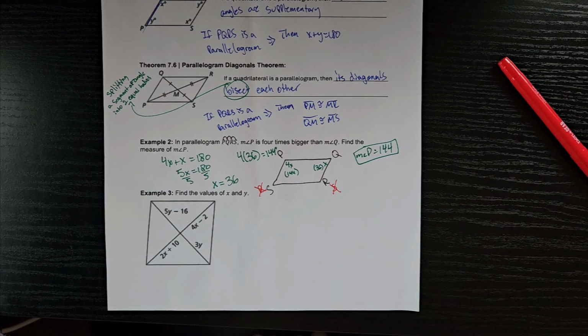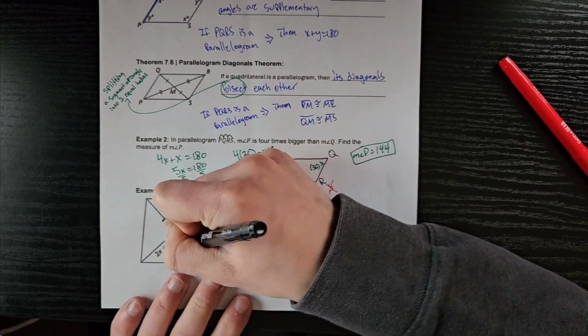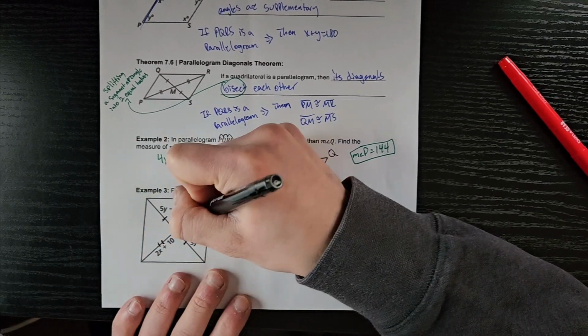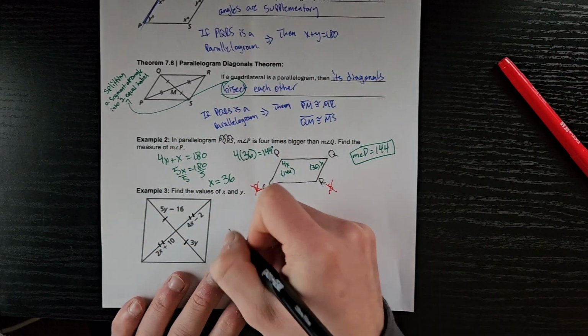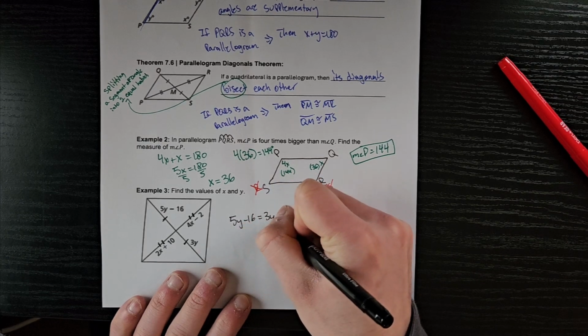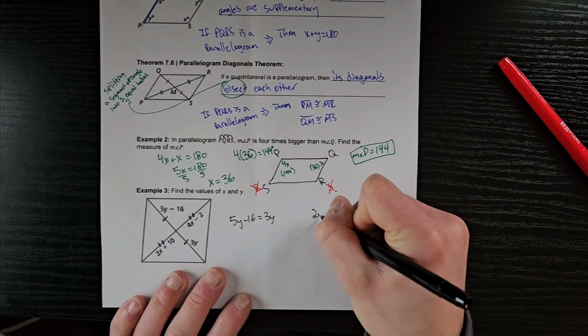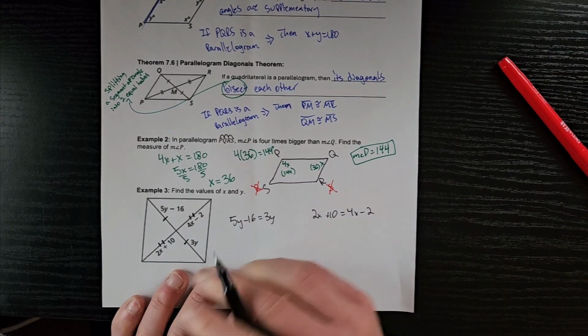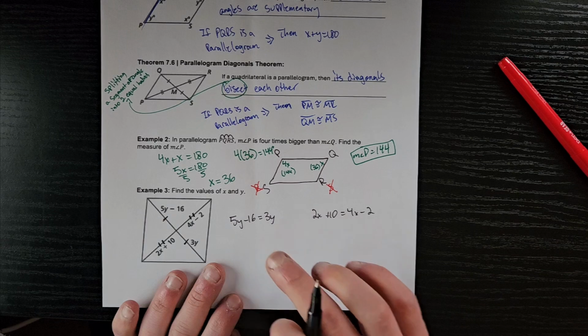Last example, we're going to find the values of x and y. This is eerily similar to theorem 7.6 because it seems like we're dealing with diagonals. So by theorem 7.6, these diagonals are going to be congruent with each other. So I can set 5y minus 16 equal to 3y. And 2x plus 10 equal to 4x minus 2. And I can solve for both x and y.